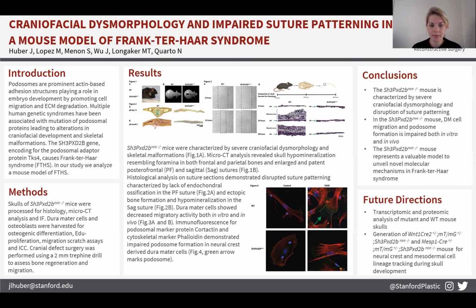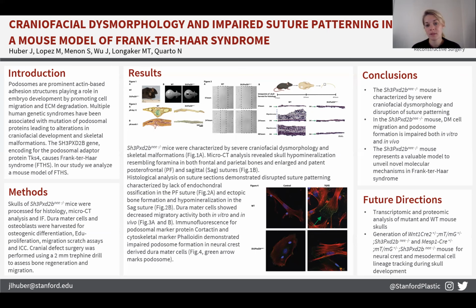Moving on to the in vitro assays, we can see here a migration scratch assay in figure 3a using dura mater cells, with the wild type on the left side and the mutant mouse on the right side. We can see that after 24 hours, the wild-type dura mater cells have migrated into the scratch area, whereas in the mutant mouse, we can see almost no migration.